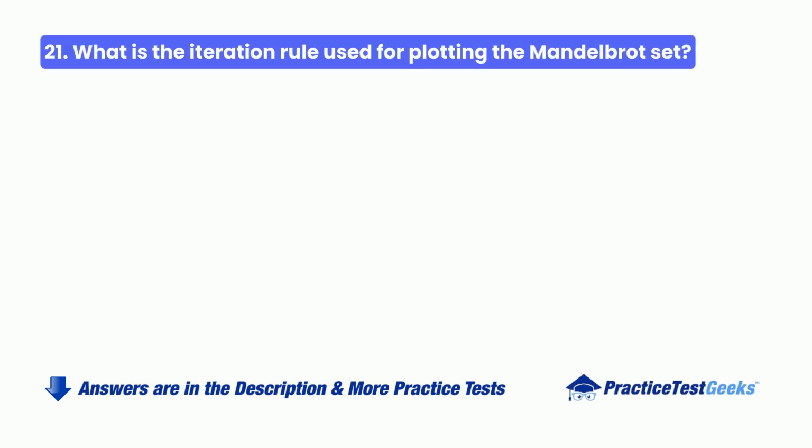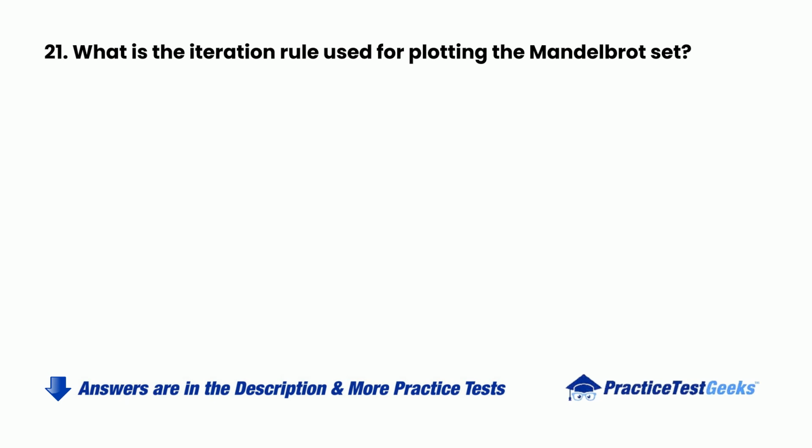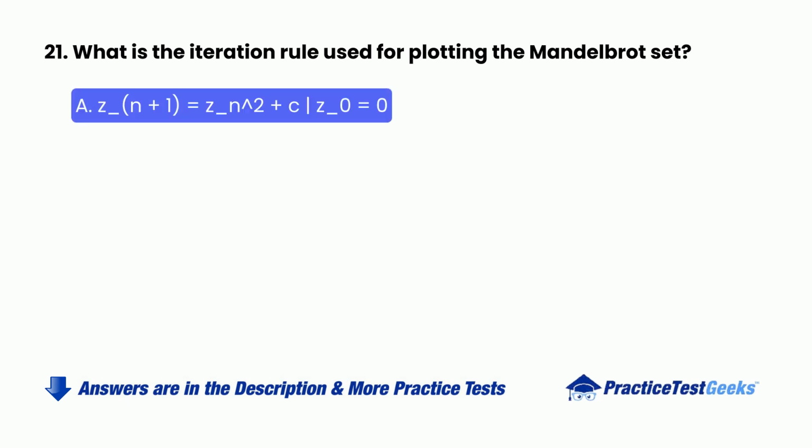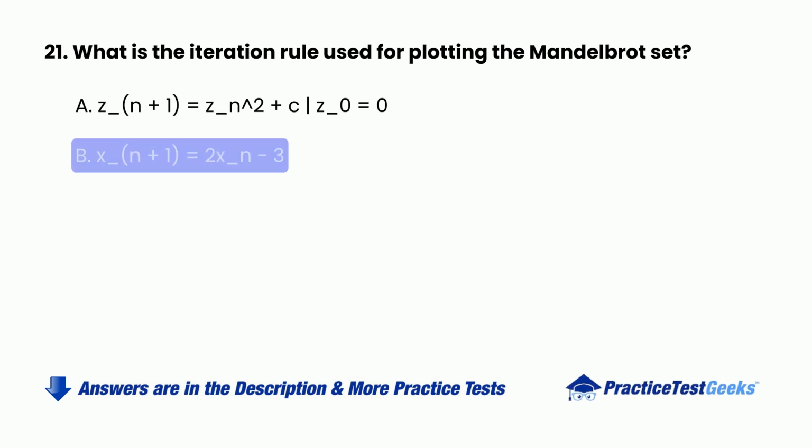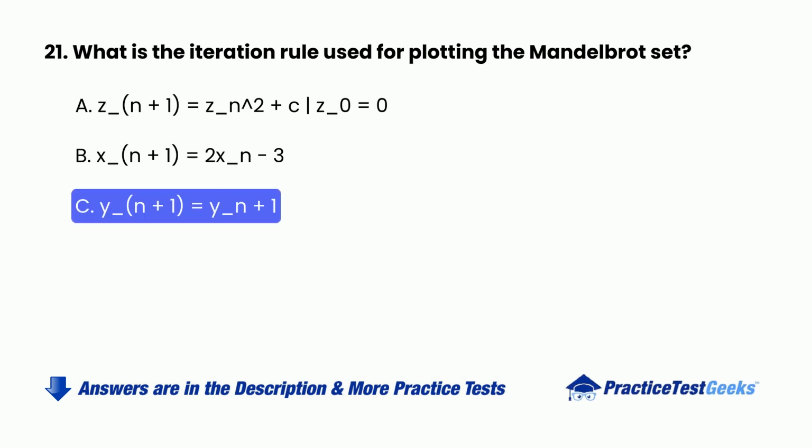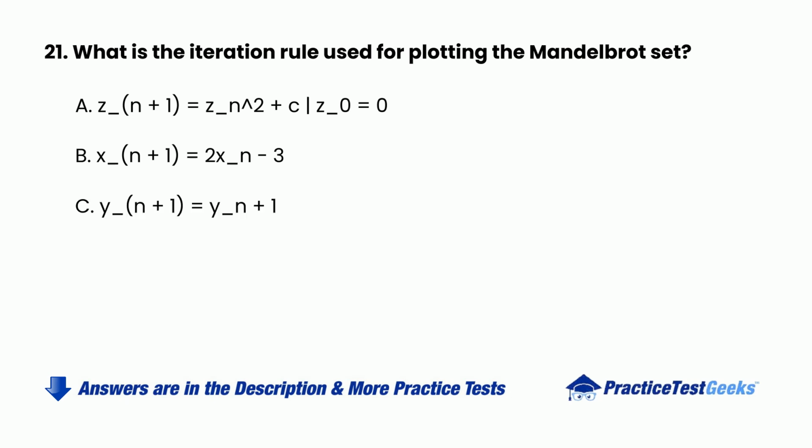21. What is the iteration rule used for plotting the Mandelbrot set? A. z_(n+1) = z_n² + c, where z_0 = 0. B. x_(n+1) = 2x_n − 3. C. y_(n+1) = y_n + 1. D. z_(n+1) = e^(z_n).